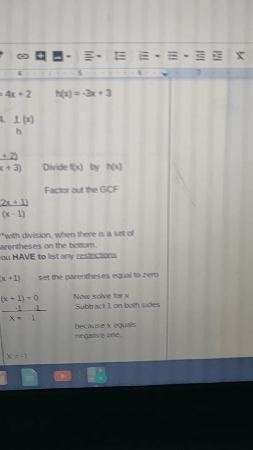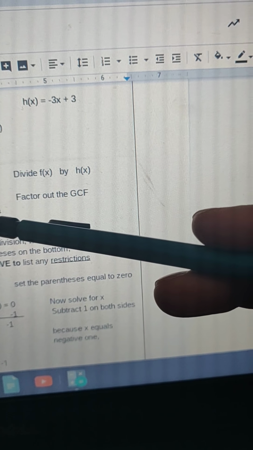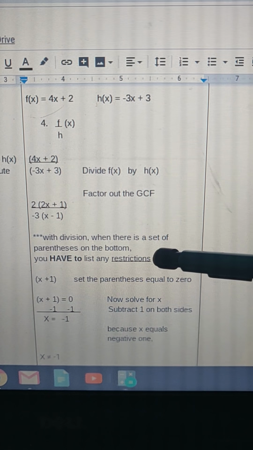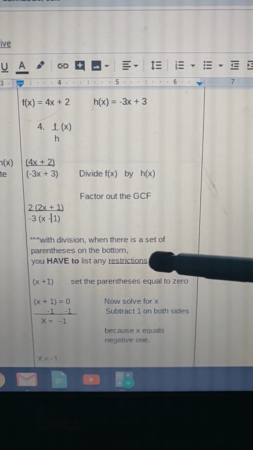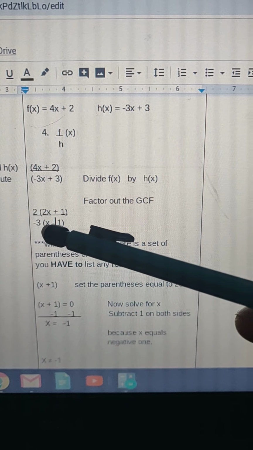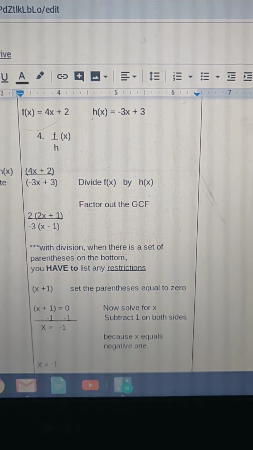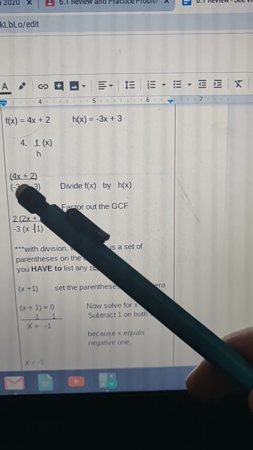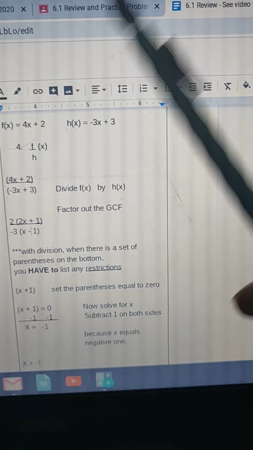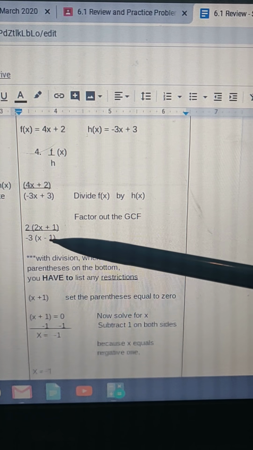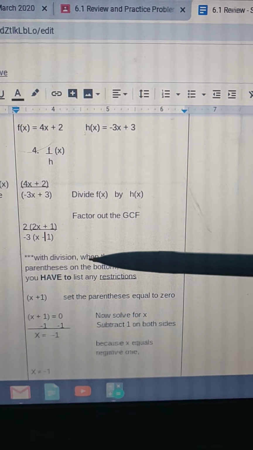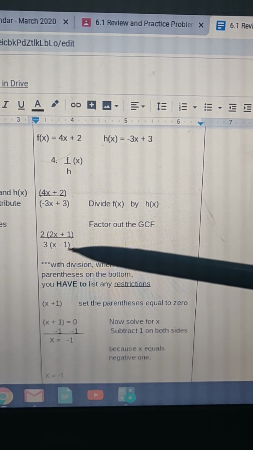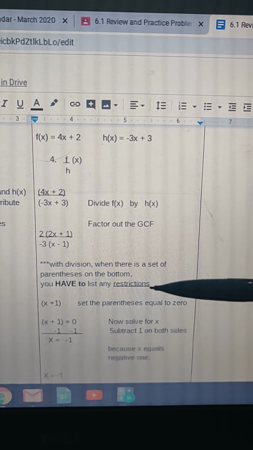Okay, so since we have in parentheses here an x minus 1 on the bottom, when we talk about having restrictions, that means that we have to figure out if that value of x was a number, what would that x have to be in order to get 0 on the bottom? We cannot ever have 0 on the bottom. So down here it says with division, when there's a set of parentheses on the bottom, just like what we have right here, you have to list any restrictions.